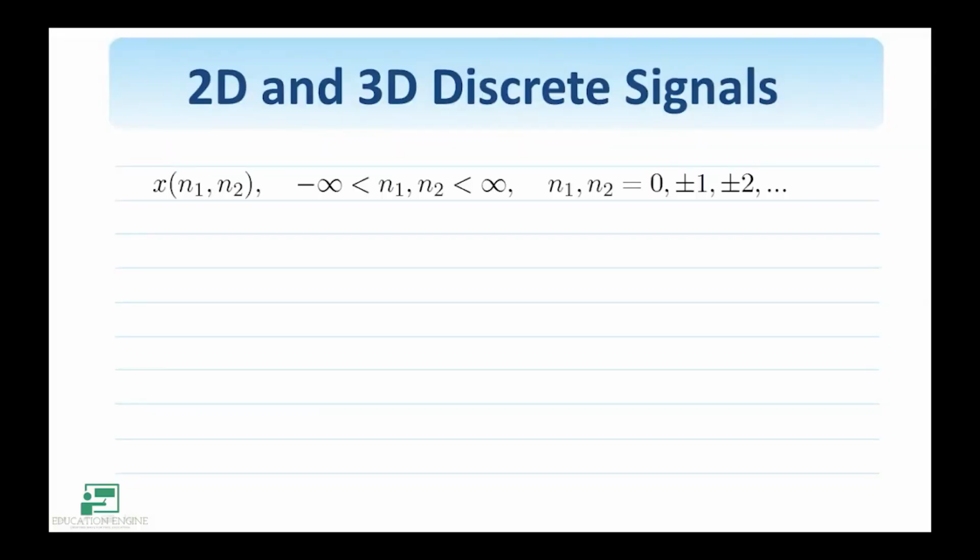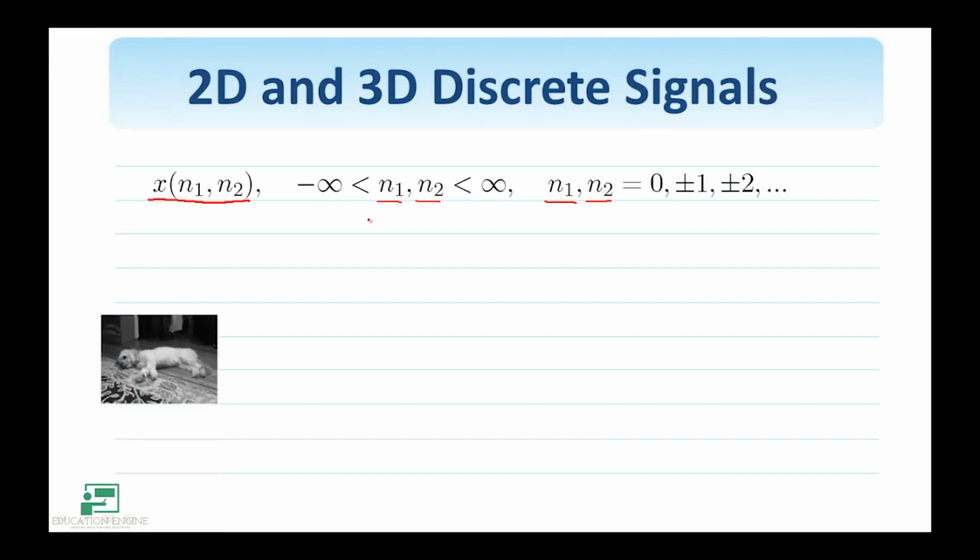Let us first establish some notation and conventions when we deal with 2D and 3D discrete signals. Let x(n1, n2) be a two-dimensional signal. n1 and n2 are the independent variables. They're integers. They take values 0, plus minus 1, plus minus 2. And mathematically speaking, a signal, an image, can have infinite support. That is, the values that n1 and n2 take are between minus infinity and plus infinity.